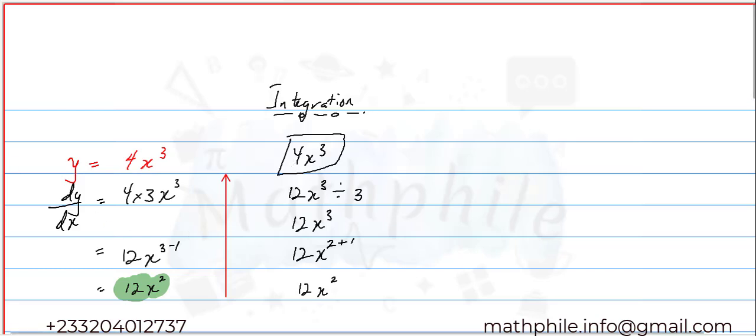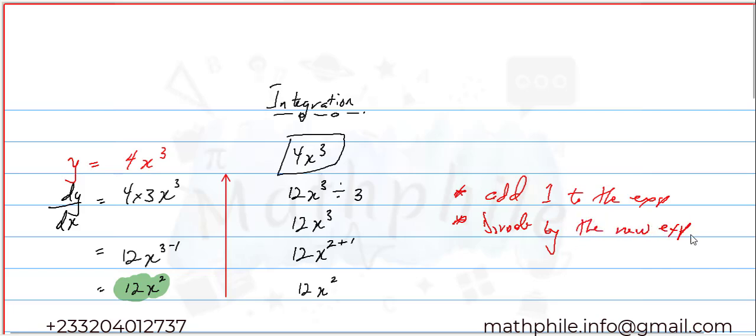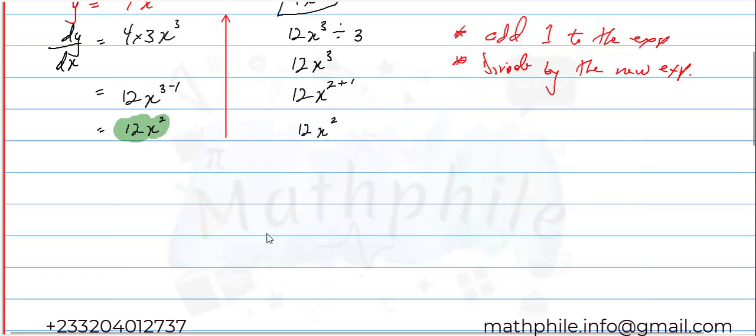So in simple terms, we say that to integrate a power function, we add 1 to the exponent, and the next stage we divide by the new exponent, and that reverses the differentiation. So we add 1 and we divide by the new exponent. So let's see if we can do some more.